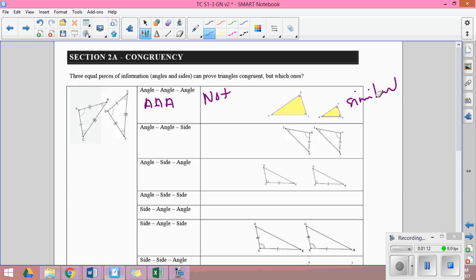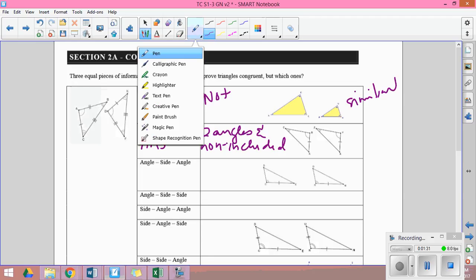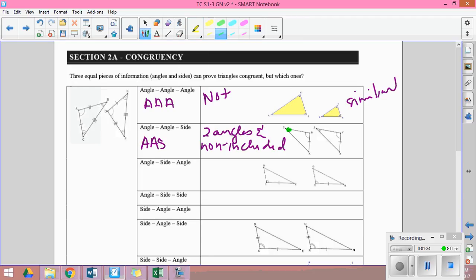lengths of the sides. Now, if you have angle, angle, side, what this means is 2 angles and the non-included side, the side that's not between them. If you look at this picture, this is really important. You have this angle, and the side on the outside of the angle. Not the one between, that's going to be a different theorem. That proves congruency by angle, angle, side.